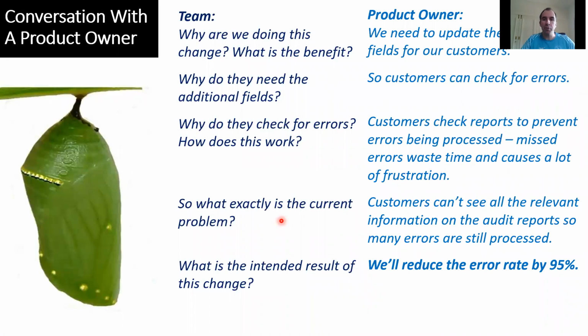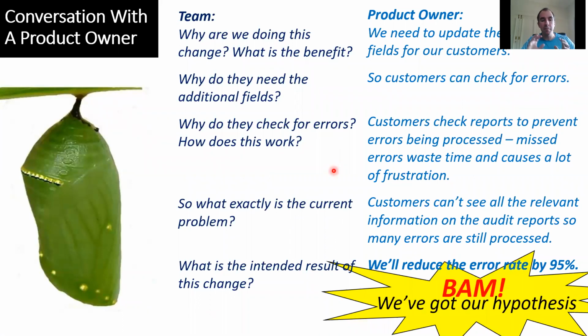Okay, so luckily our product owner was inside the room, and we were able to ask the product owner these 5 questions. So why are we doing this change? We need to update audit report fields for our customers. Why do they need the additional fields? So they can check for errors. Why do they check for errors? So customers check the reports to prevent errors being processed. Missed errors waste lots of time and cause frustration. So what exactly is the current problem? Customers can't see all the relevant information on the audit report, so many errors are still processed. What is the intended result of this change? We'll reduce the error rate by 95%.